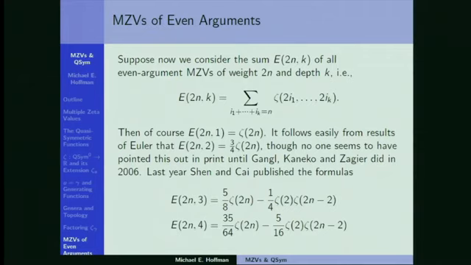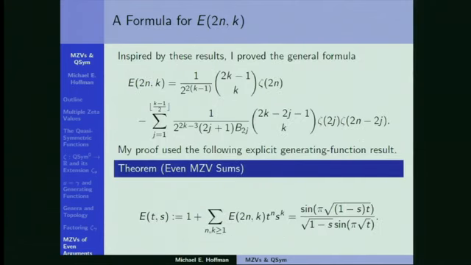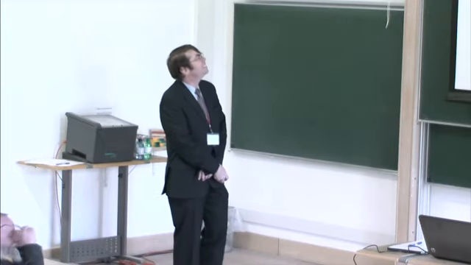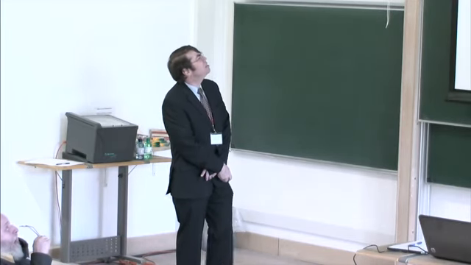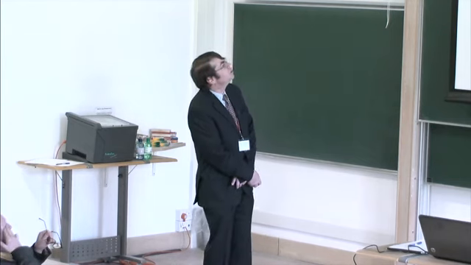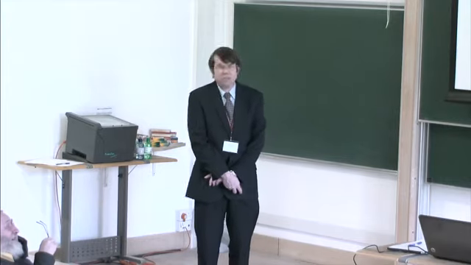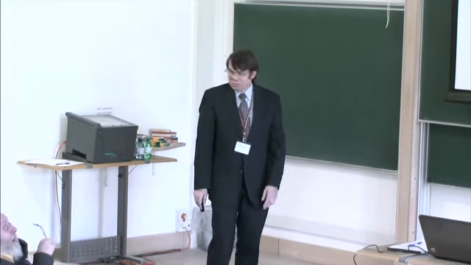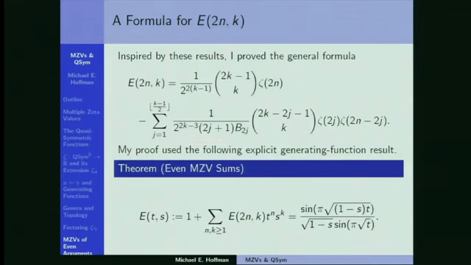I started looking at this last year, and well, when I see numbers like this, I just get hooked, and I started playing around, and a couple weeks later, I had this formula. And this happened when I was at Zeuthen last year. I was supposed to be looking at applications of multiple zeta values in physics, and what did I do? I proved this result, which is more about number theory. But you just never know how things are going to turn out.